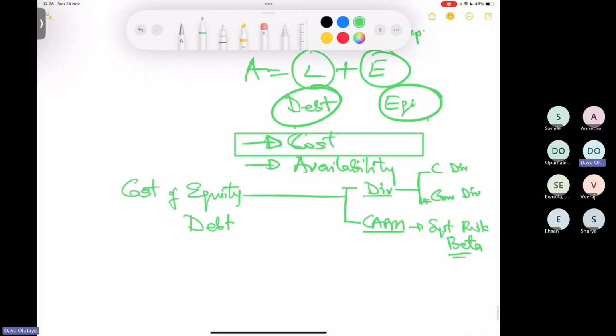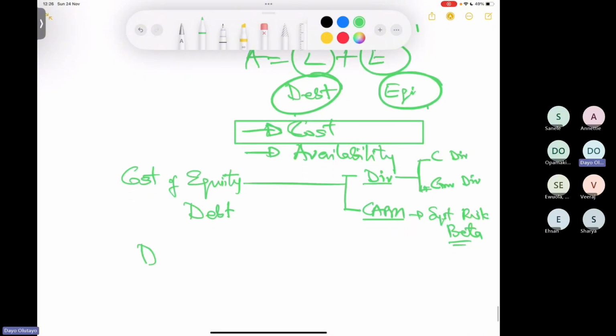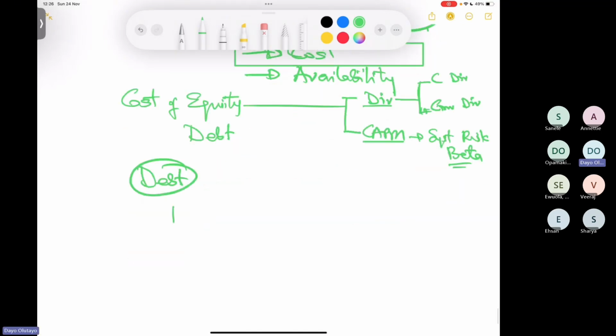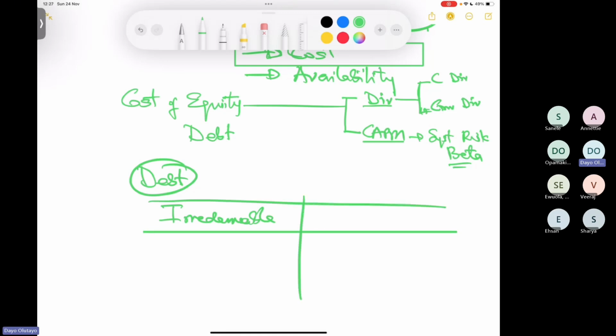Okay. Then for debt, the cost of debt depends on the type of debt. If you have irredeemable debt, I remember I prepared a table for you guys then. If you watch this video on the channel, there's a table that I prepared, type of debt and the way you calculate the cost of the debt. Irredeemable is easy. It's just interest into 1 minus t over ex-interest price. If it's a loan, it's just interest into 1 minus t. It's a bank loan.